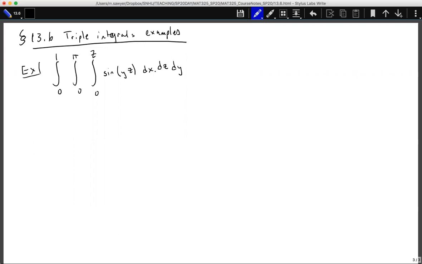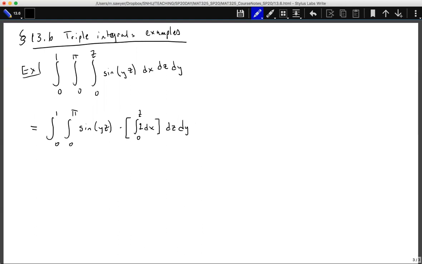So first off, we notice that x here is not represented in the integrand. So we can say this is actually a separable function. We can say 0 to 1, 0 to pi, sine of yz times, and we can separate out the integral from 0 to z of dx. We can put a placeholder with a 1 here, dx, dz, dy.